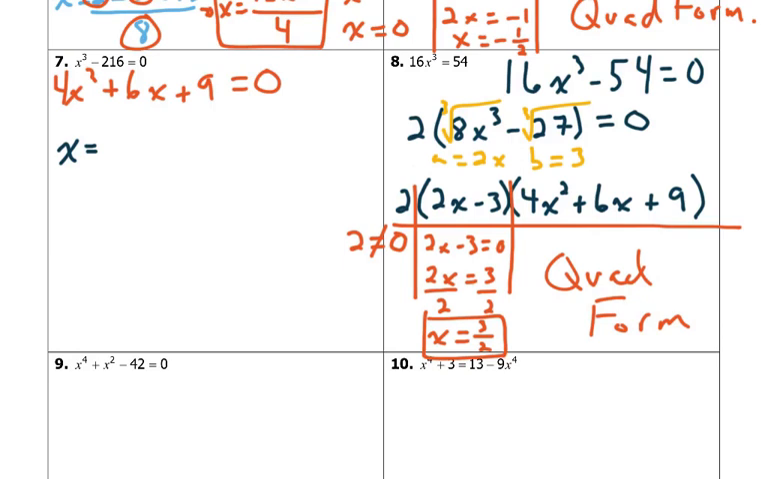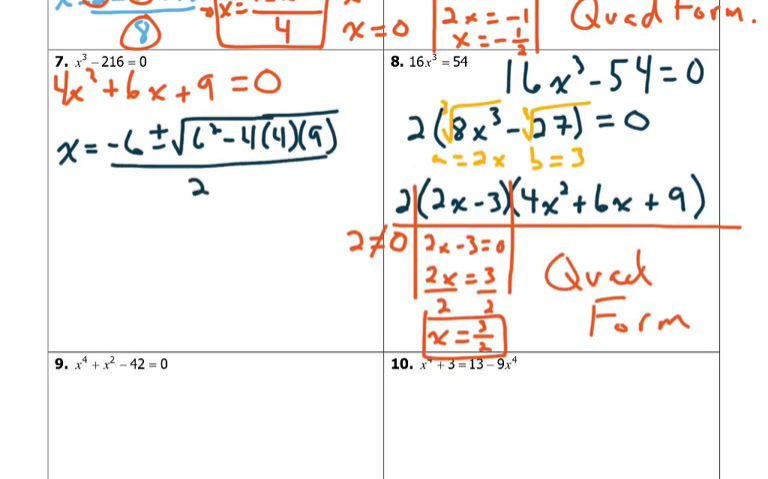All right. -6 plus or minus the square root of 6 squared. We can put that in parentheses if we want. It's not negative, so it's not essential. All right, 6 squared minus 4 times 4 times 9. I'm going to extend that over. It goes all the way over that. All over 2 times 4. Remember that 4 is A, 6 is B, and 9 is C. All right, that will help you plug it into the quadratic formula.